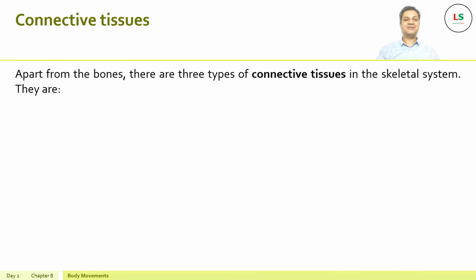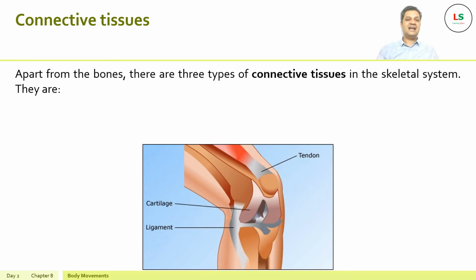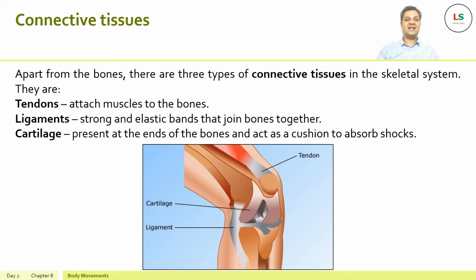Apart from bones, there are 3 types of connective tissues in the skeletal system. They are tendons, ligaments and cartilage. Tendons attach muscles to the bones. Ligaments are strong and elastic bands that join the bones together. Cartilage is present at the ends of the bones and acts as a cushion to absorb shocks.